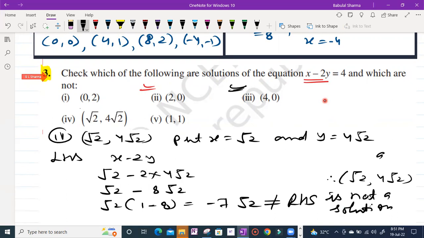आपको केवल इतना चेक करना है कि लेफ्ट हैंड साइड में वैल्यू रिप्लेस करने से अगर राइट हैंड साइड वैल्यू आ जाती है तो वो सॉल्यूशन होगा, अदरवाइज दैट विल नॉट बी सॉल्यूशन. तो यहाँ पे x की जगह रूट 2 और y की जगह 4 रूट 2 रिप्लेस करने से राइट हैंड साइड नहीं आता है. दैट इज minus 7 root 2. राइट हैंड साइड इज 4. सो दिस इज नॉट द solution.